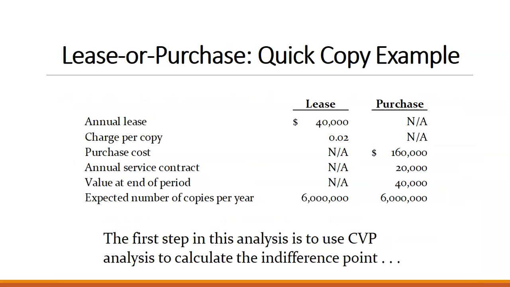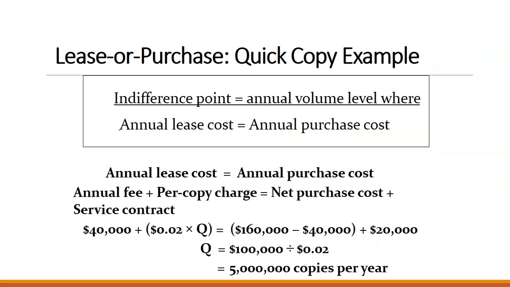So we have information here. We have an annual lease of $40,000 and we pay 2 cents per copy with an expected number of copies per year of 6 million. Then we have the purchase cost of $160,000, an annual service contract of $20,000, and value at the end of the period. We can use CVP analysis from Chapter 9 to calculate our indifference point. So our indifference point is the annual volume level where the annual lease cost equals the annual purchase cost.